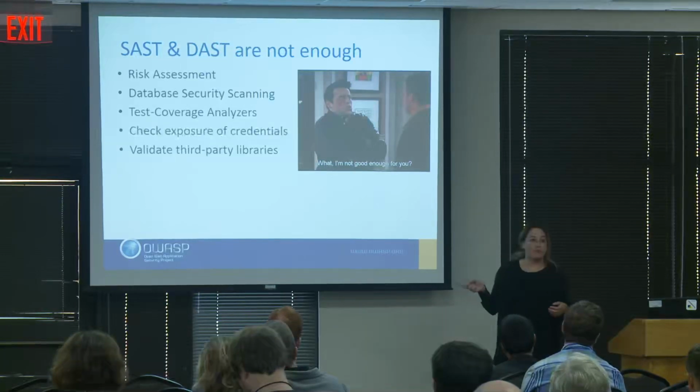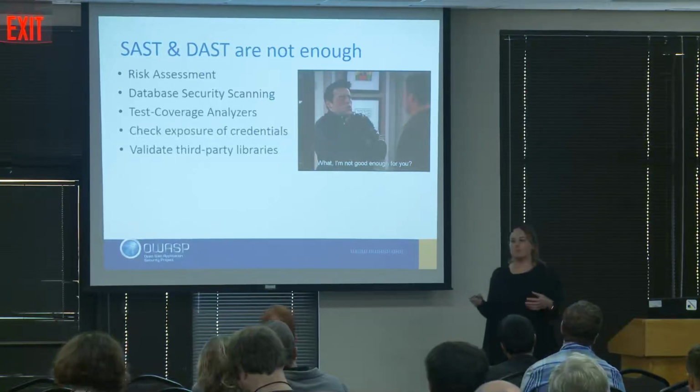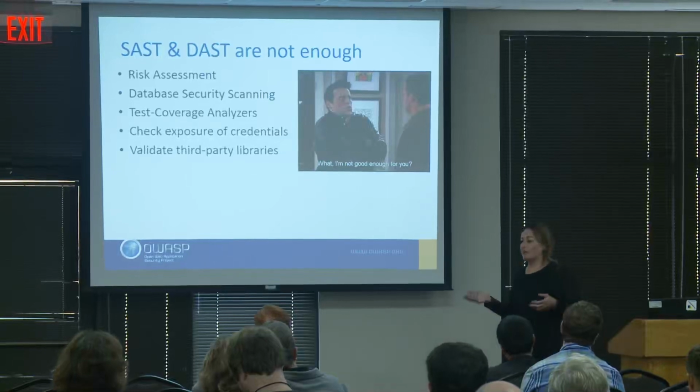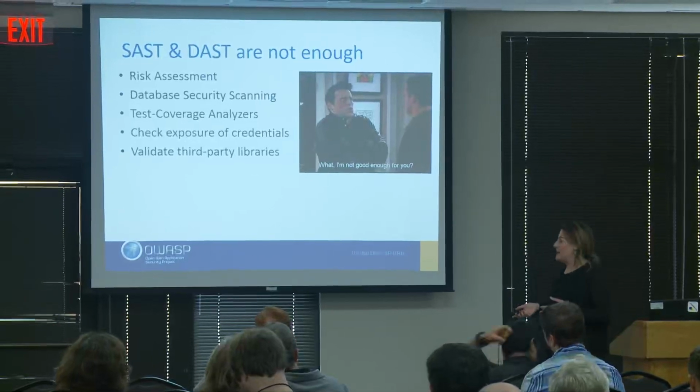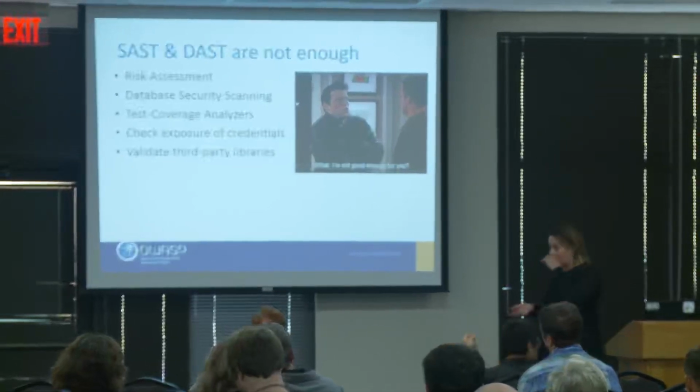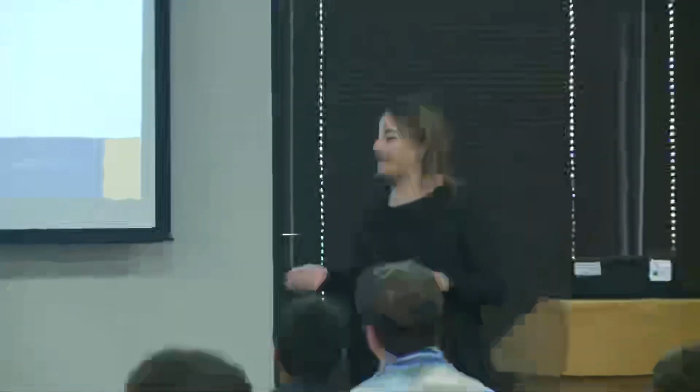You want to check exposure of credentials. You don't want to keep any of your credentials anywhere hackers can access. The Uber hack happened because Uber was saving their AWS credentials in GitHub, and the hackers got access to GitHub, they got the AWS credentials, and then they hacked into Uber.